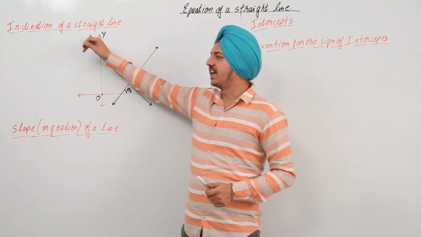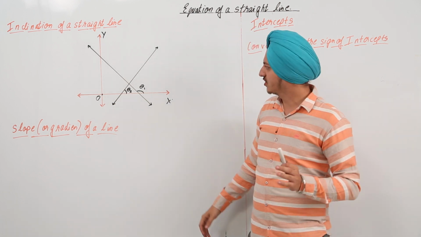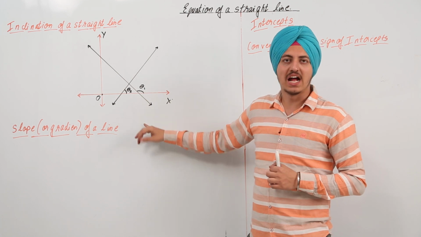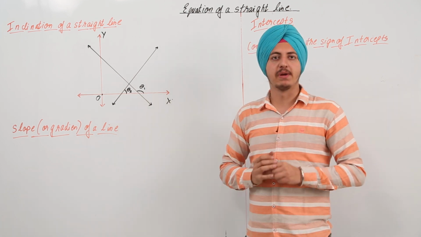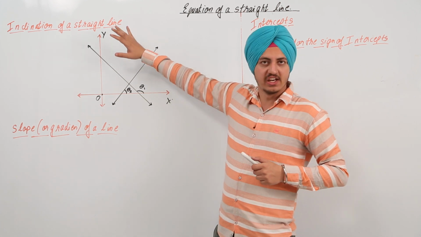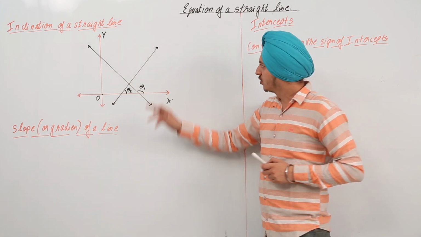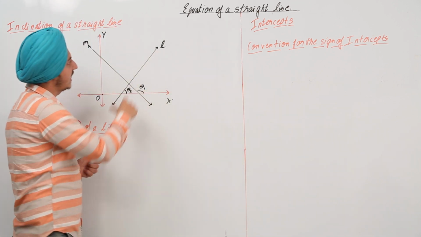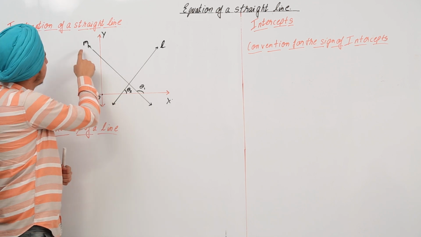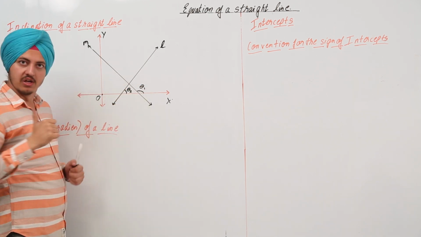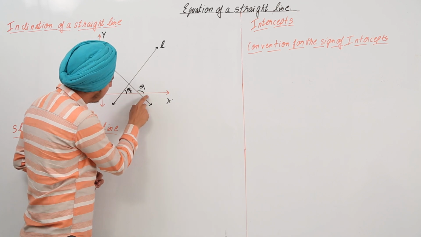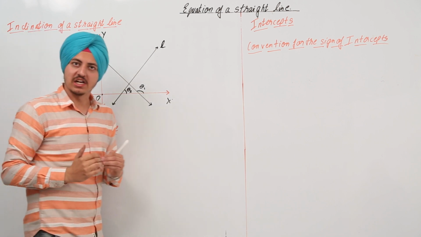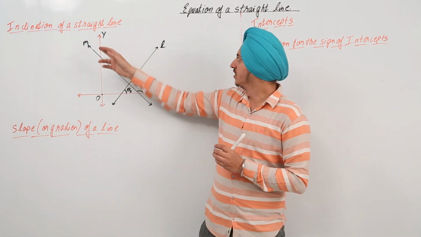Then we have inclination of a straight line. Inclination of a straight line is the angle that line makes with x-axis. That is the inclination, the angle it makes with the x-axis. Y-axis does not have anything to do with it, only the x-axis. So if we have, let's say, this line L and this line M, the inclination of line L is theta 2 and inclination of line M is theta 1. Do you understand? This angle taken from here to here, that is the inclination of the straight lines.